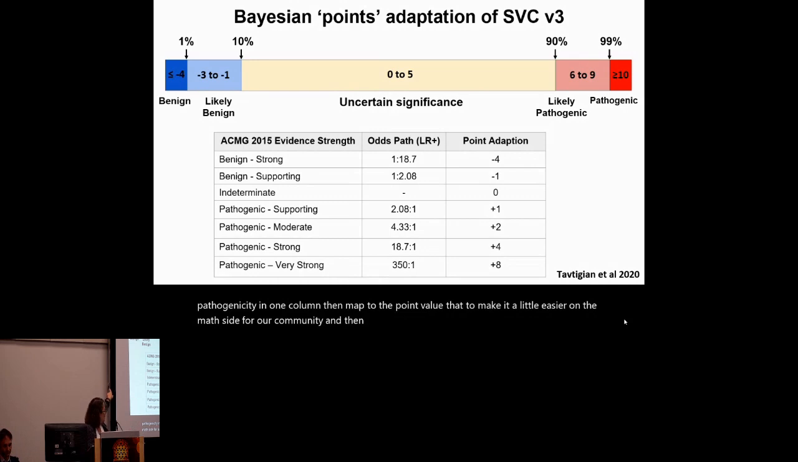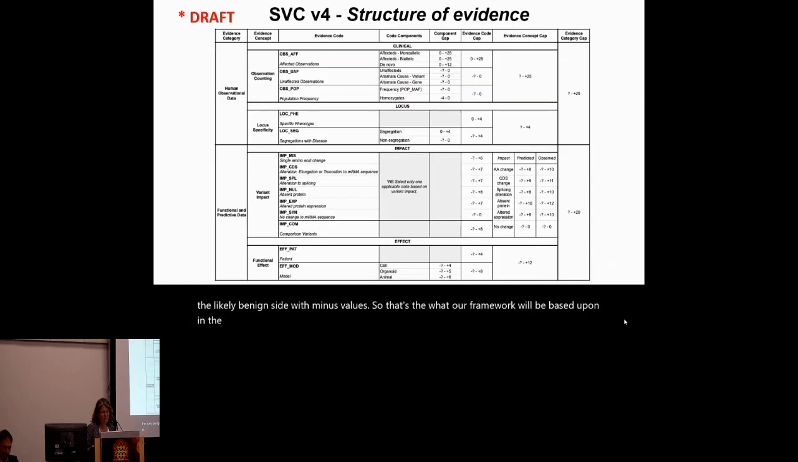And then that maps to the ranges you see at the top, where 0 to 5 points is VUS, 6 to 9 is likely pathogenic, 10 or above is pathogenic, and so on the likely benign side with minus values. So that's what our framework will be based upon in the next version.